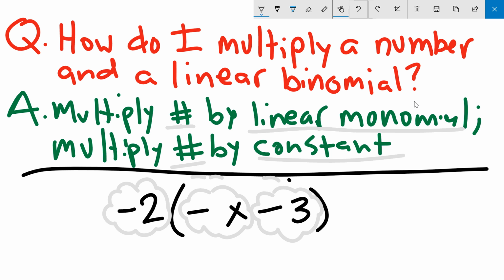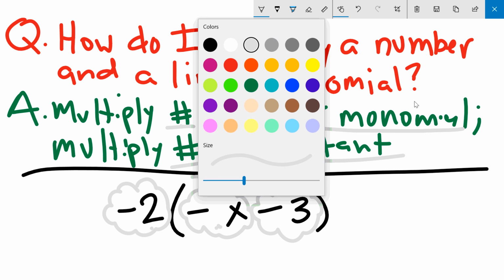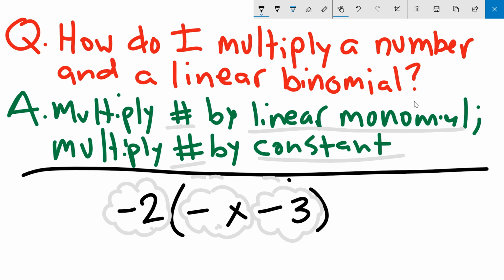Okay, time to multiply. I'm multiplying -2 times, and I'm supposed to multiply by the coefficient. What is this coefficient? Well, remember in my previous video, that's an invisible one, isn't it? Okay, so multiplying -2 times -1x is going to give us positive, or actually, I'm not going to write the plus. You can write positive 2x. And -2 times -3, which is positive 6.